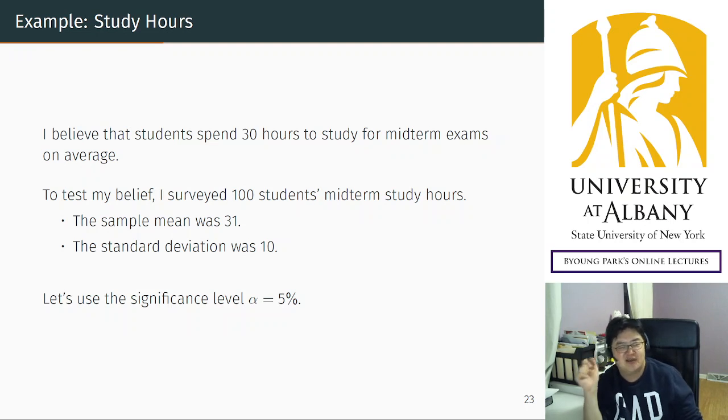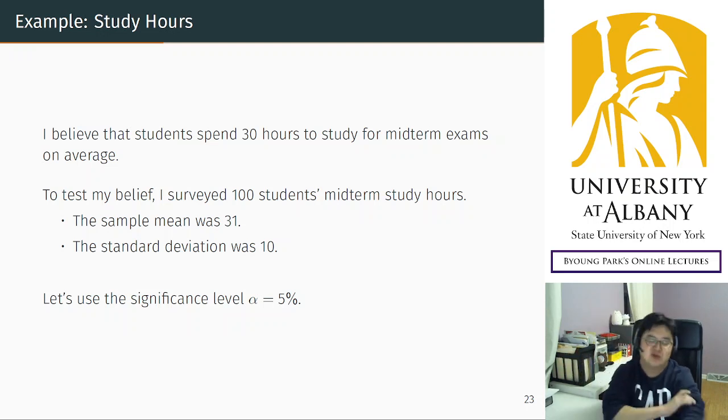But say an average student takes 5 to 6 courses, and I think they study 5 to 6 hours per course for the midterm exam. Anyhow, no one knows. So I believe that students study 30 hours on average for midterms, and to test my belief, I randomly sampled 100 students and asked them how many hours they study for the midterms.